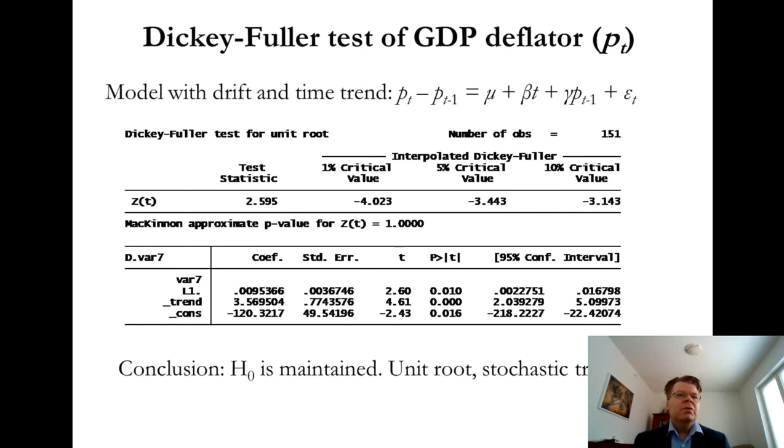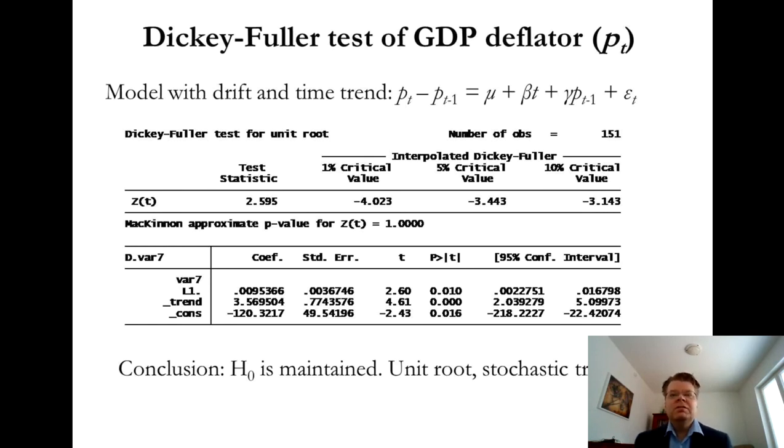Notice here that Stata provides directly this interpolated Dickey-Fuller critical value at the 1% significance level, 5% significance level, and also the 10% significance level. And notice also that these critical values are all negative. This is because, as I mentioned, we are now using a one-sided test and we are testing whether this estimated coefficient is significantly smaller than zero. That would be the stationary case, when we have an AR(1) process but the autocorrelation coefficient is significantly less than one. So in that case, this coefficient would have to be negative, and significantly negative.